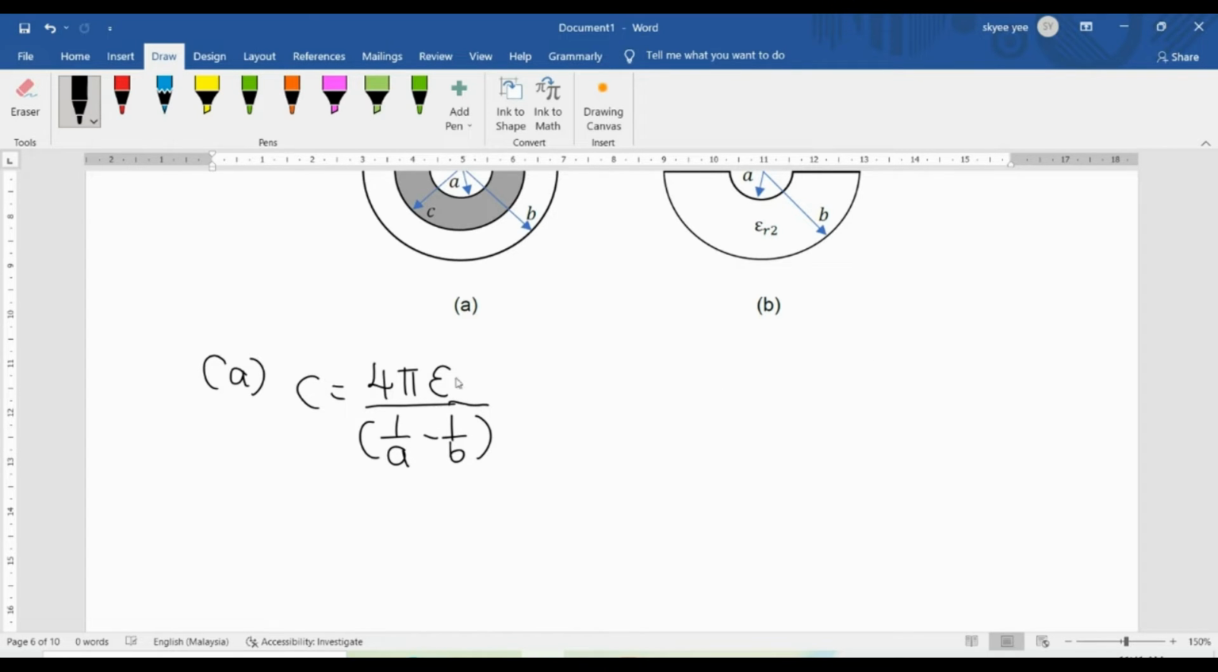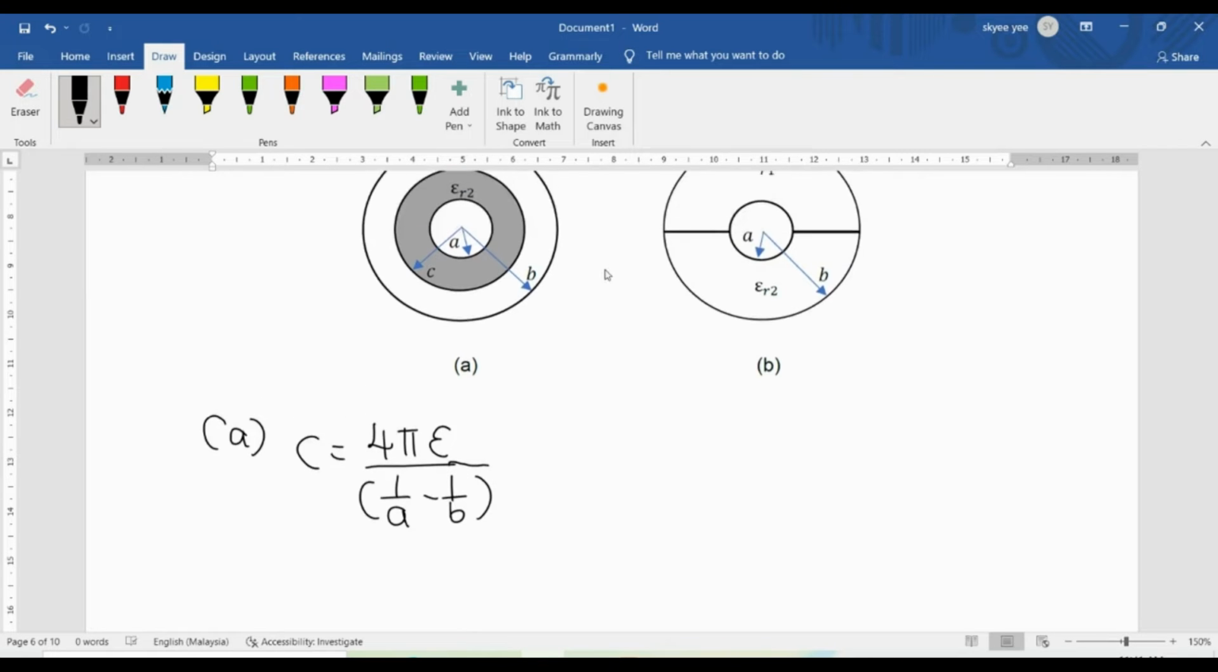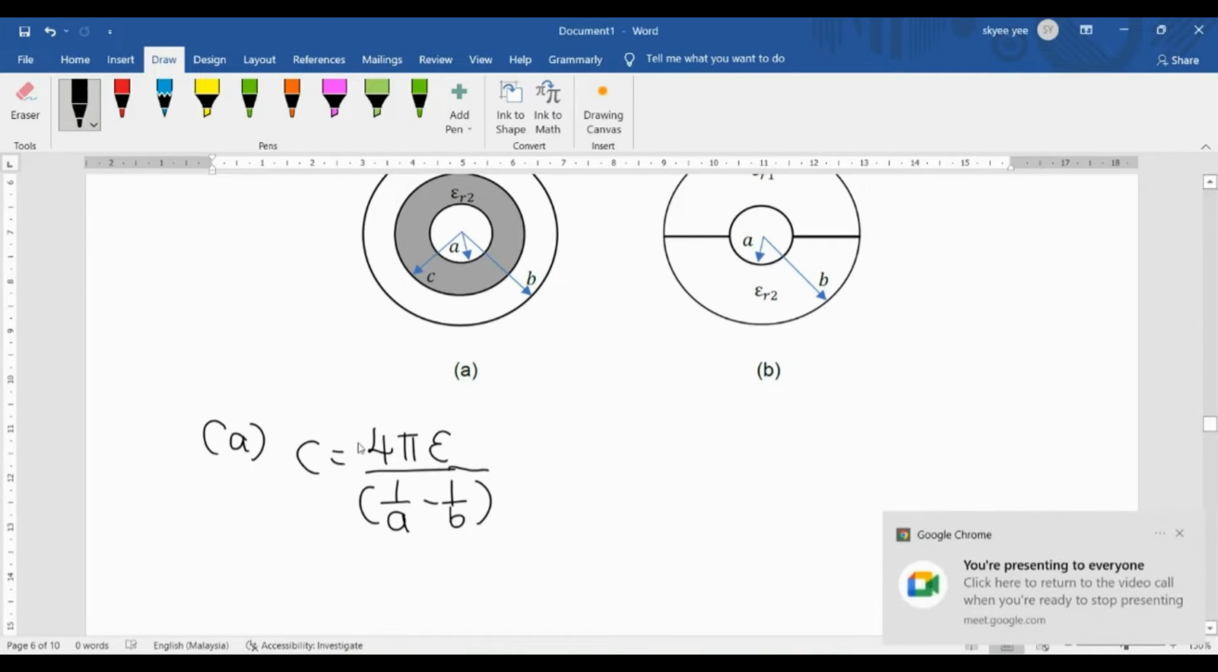Right? So this one is a spherical capacitance. So what do you think? Do you think we can use this formula for these questions? Yes, you actually can use this formula. Now let's look at it. Here there are actually two materials, so two capacitors.